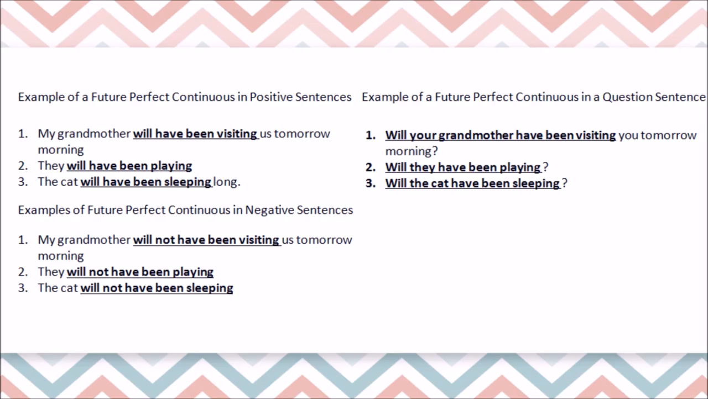Example of future perfect continuous in negative sentence. My grandmother will not have been visit us tomorrow morning. They will not have been playing. The cat will not have been sleeping.